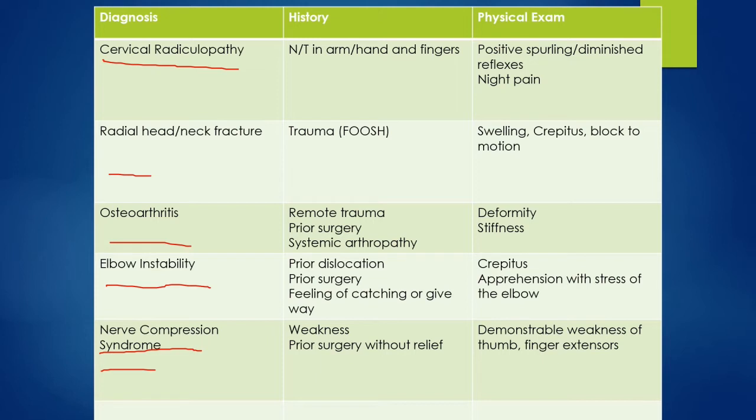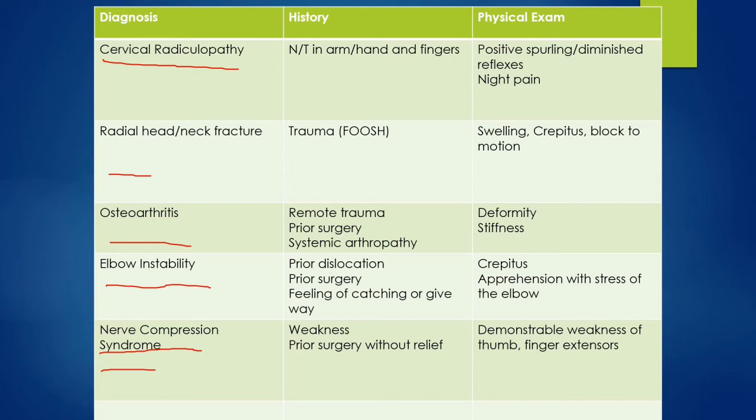On physical exam, this examinee will have a positive Sperling's test. They'll have diminished reflexes, specifically of the C6 nerve root, which is the extensor digitorum reflex or the brachioradialis reflex. And then they'll also complain of night pain that is unrelated to activity. And that's a strong differential between radiculopathy and lateral epicondylitis, is that lateral epicondylitis is associated with pain after activity, whereas cervical radiculopathy is unrelated to activity.